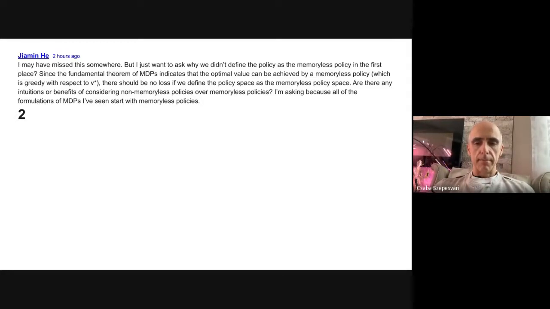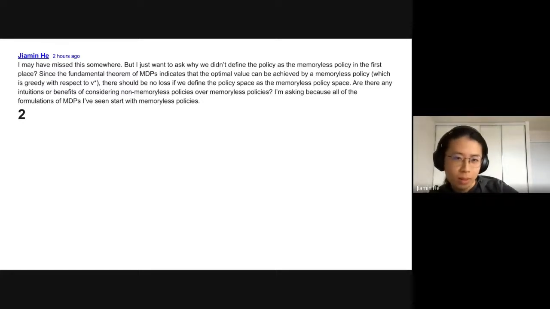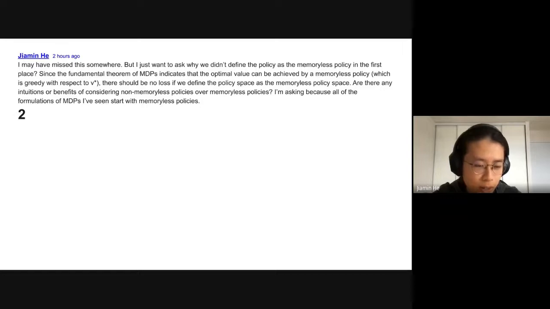Right? Yeah, it makes sense that if we want to study non-stationarity, we have to first define it, as opposed to the memoryless policy. Okay. All right.